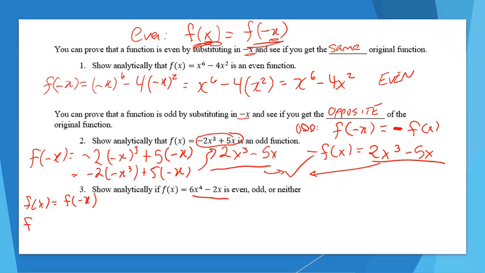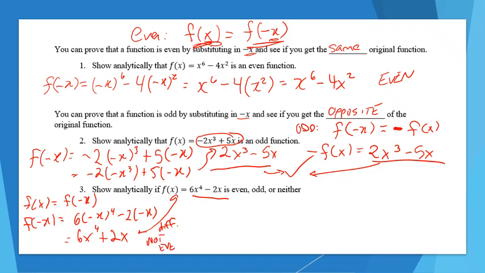Let's find f of negative x, which is 6 times negative x to the fourth, minus 2 times negative x. That gives 6x to the fourth, because the negative cancels out. And then here the negative is going to be negative 2, and negative x is going to turn into plus 2x. So this is not the same as the original function, so these are different. So then we know this is not even.